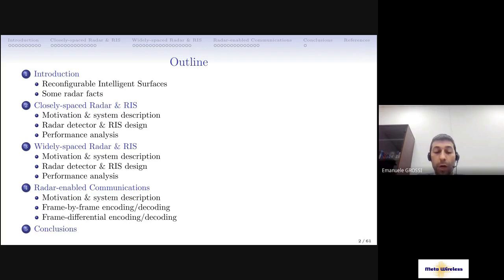Subsequently, we will show how the RIS can be effectively used to sustain a communication by exploiting the signal emitted by a legacy radar system. In this case, the RIS uses the radar signal to help the communication function. Finally, some concluding remarks will be given.